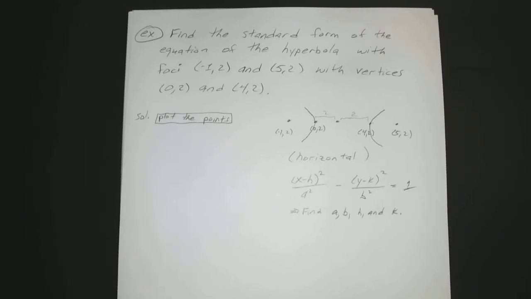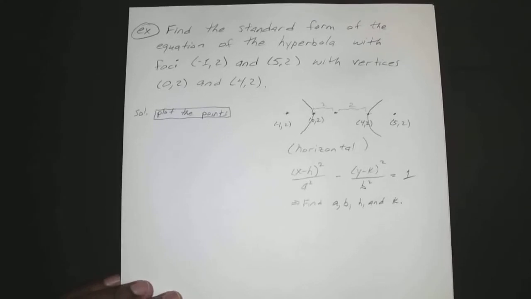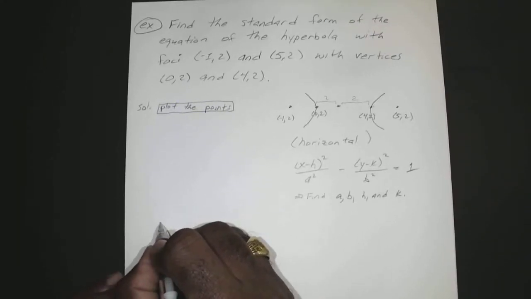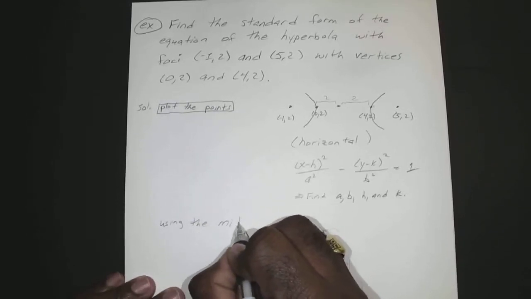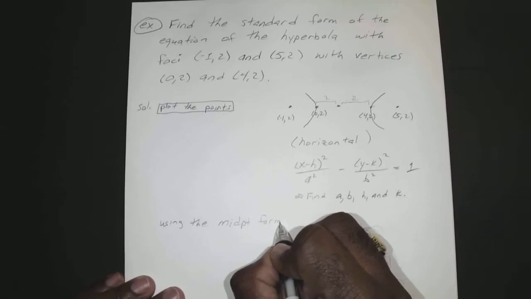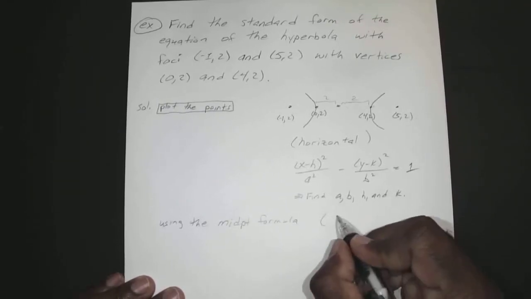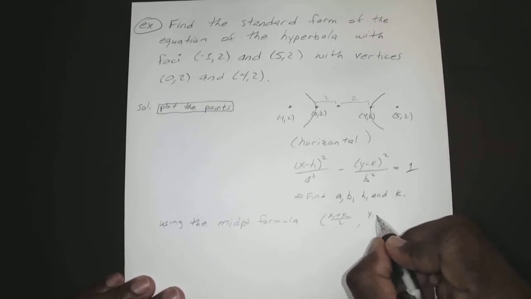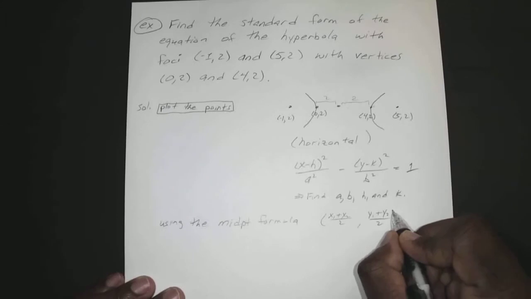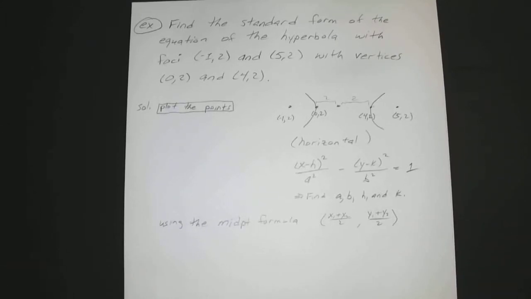Or you can just use the midpoint formula. But usually if you can visualize it and do it this way, it's faster. But if you just wanted to figure it out, you can use midpoint. And if you remember, that is just x1 plus x2 divided by 2, and y1 plus y2 divided by 2. So we can actually use that to find our A and our C. And then once we have our A and our C, we can solve for our B.